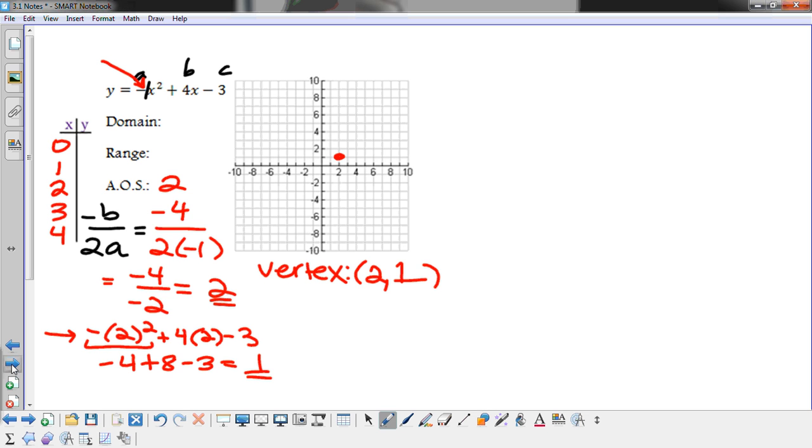So let's plug in 0. Again, you can use your calculator if you want to. So -0 squared plus 4 times 0 minus 3. Okay, what are we going to do with 0 squared?